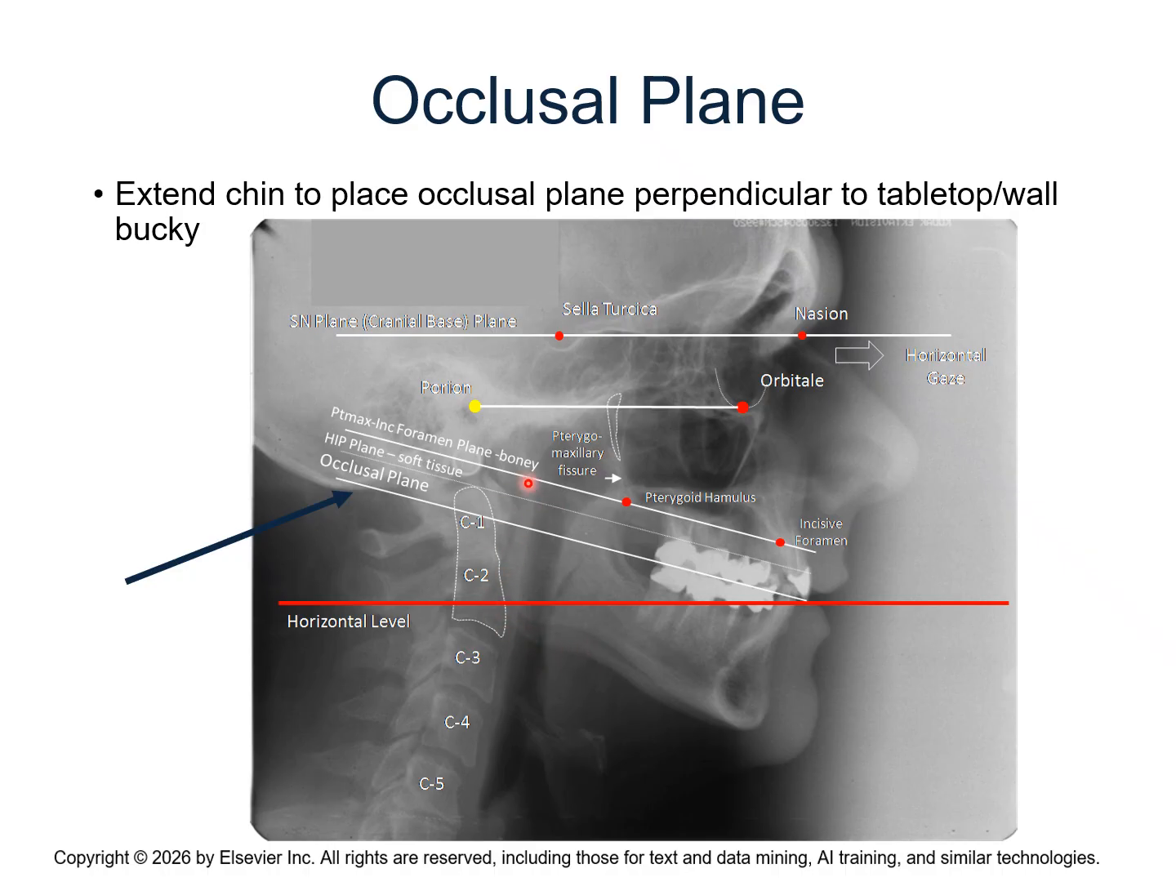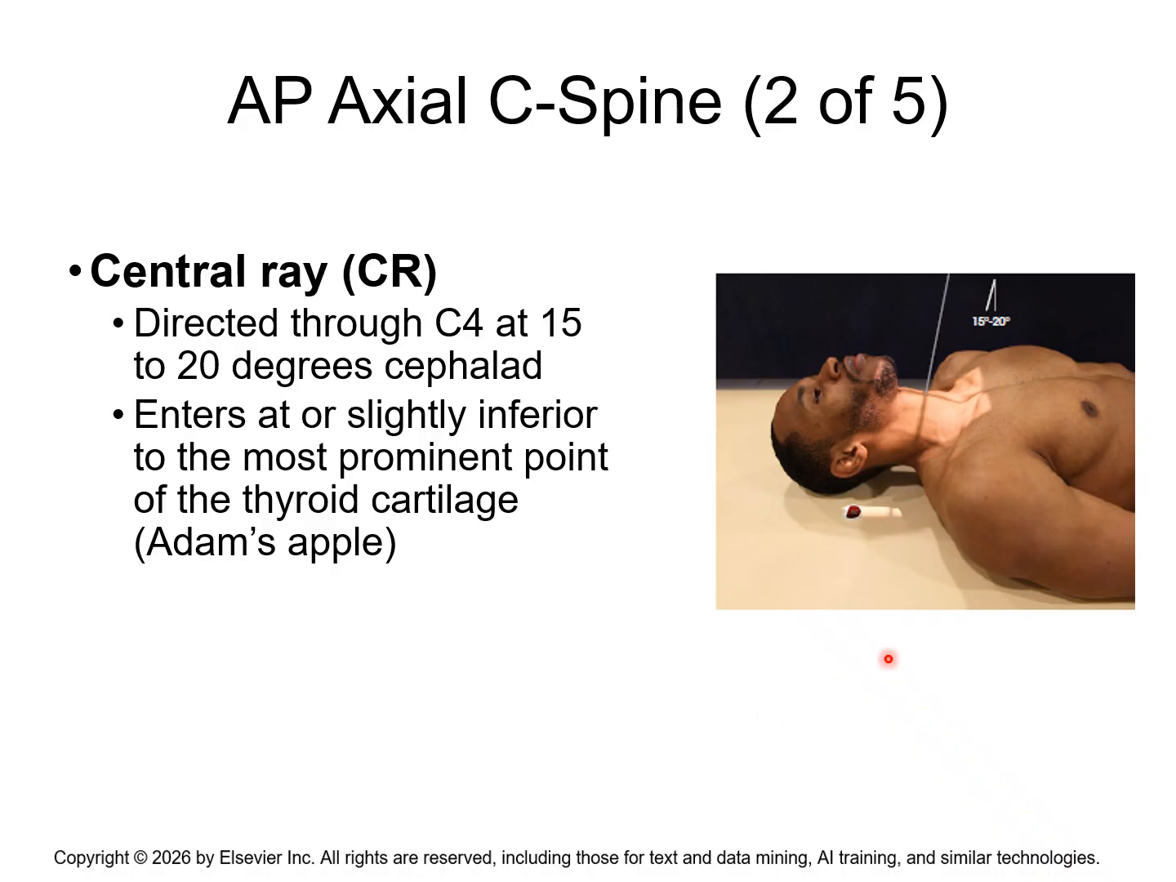Now for this AP axial, we're pulling this up so we can see C3 through T1 free of superimposition, but we have to get this jaw out of the way. But when we're looking at the lateral, we're still extending the head back a little bit, and that's to get the gonion out of the cervical spine, okay? So for C4, if they're supine, we're going to give it less angle, and we'll talk about that again. It enters slightly at or slightly inferior, so I like to go just a little bit below. I think it gives you a better image.